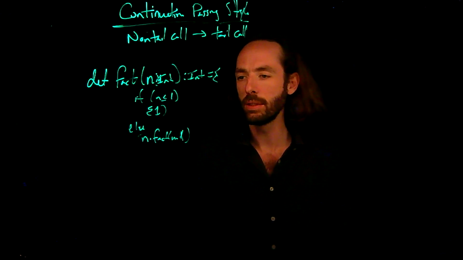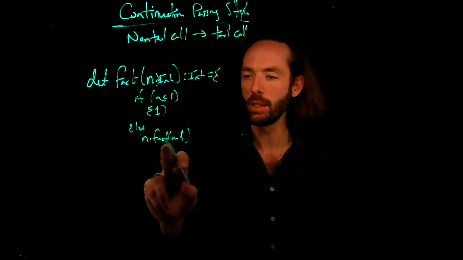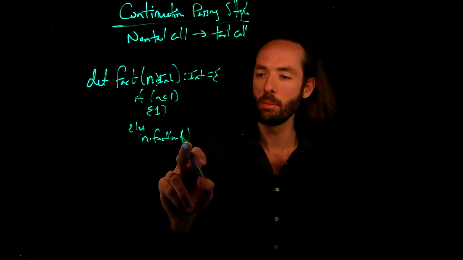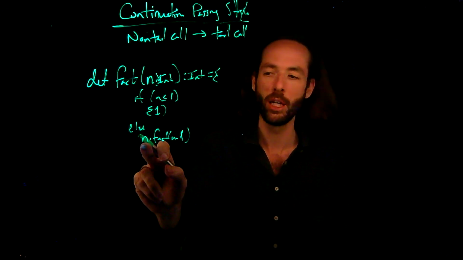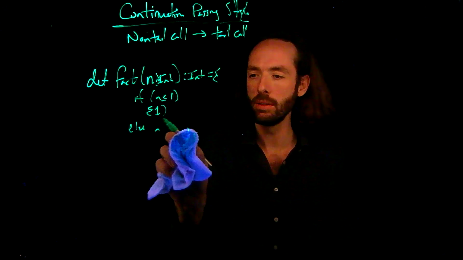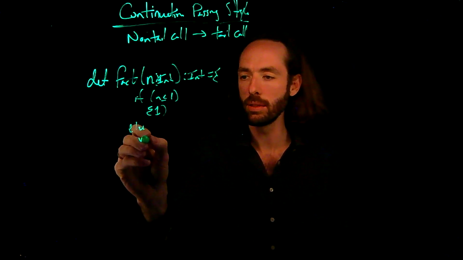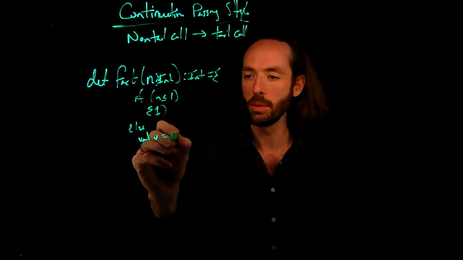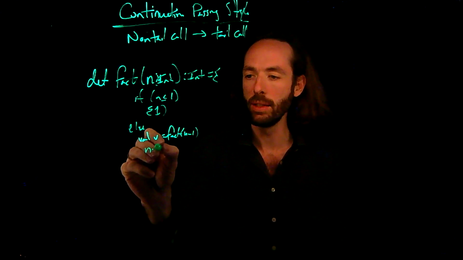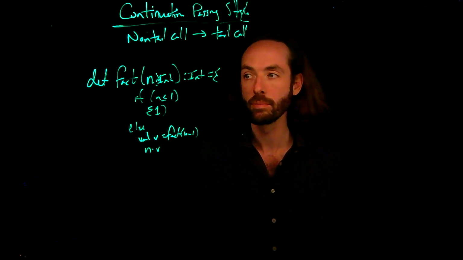Right, and this didn't necessarily look like a non-tail call, but it is because, right, we are waiting for the value of fact of n minus 1 to return before we can multiply it by n and pass that back up the chain. Right, so it's in fact a little better to write it like this. Val v is equal to factorial of n minus 1, and then n times v is what we're returning.